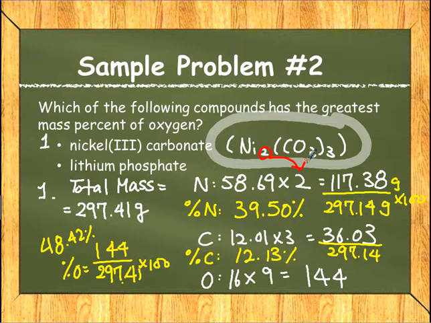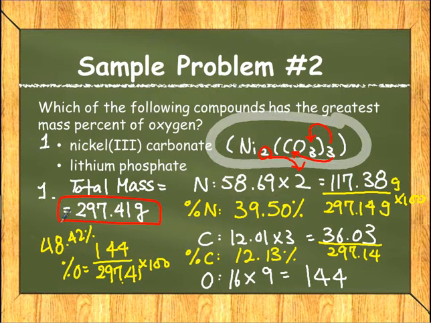Let's go to carbon. Carbon, I find out from the periodic table, has 12.01 grams per mole, right? But there's how many of them? There's 3 of them, so I bring this down and multiply by 3, I get 36.03. I do the same thing with the oxygen, 16 grams. Well, remember, the 3 is going to multiply to that 3. So you have a total of how many oxygen? 9. So we're going to do 16 times 9, gives you 144. To find the total mass, what do you do? Add them all up, and you get 297.41 grams.